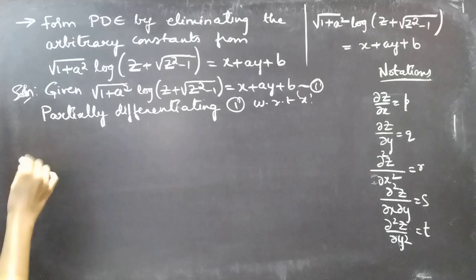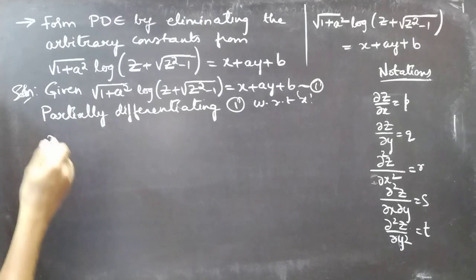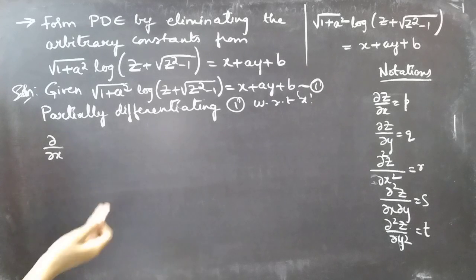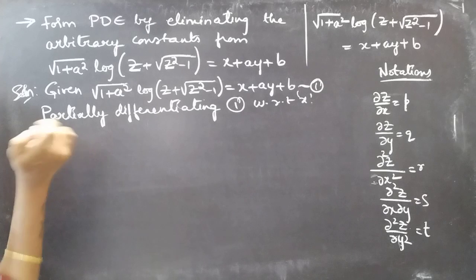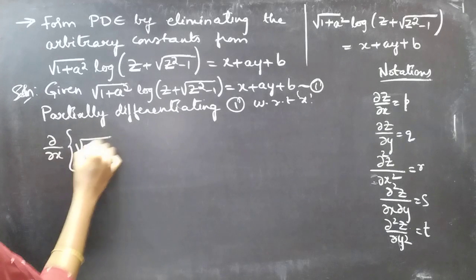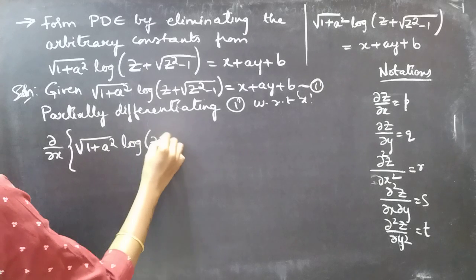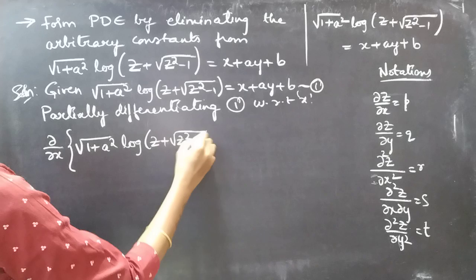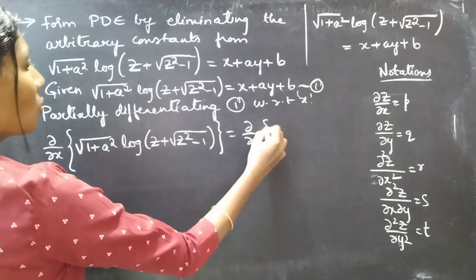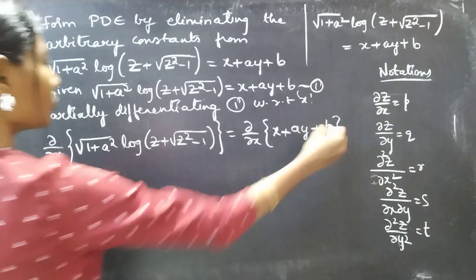Okay, so here we'll apply dou by dou x on both sides of the equation. We can directly partially differentiate 1 with respect to x, or you can just write dou by dou x on both sides of the equation. Okay, you can skip this step. Dou by dou x of square root of 1 plus a square into log of z plus square root of z square minus 1 equal to dou by dou x of x plus ay plus b.